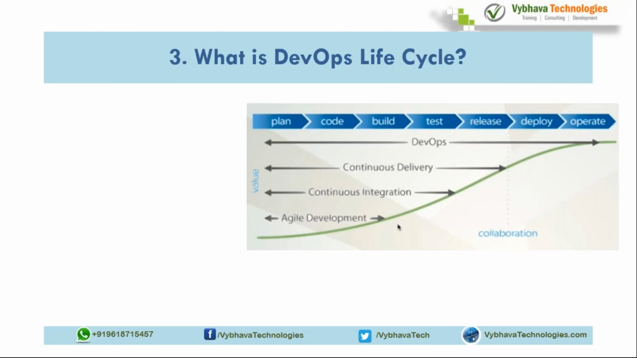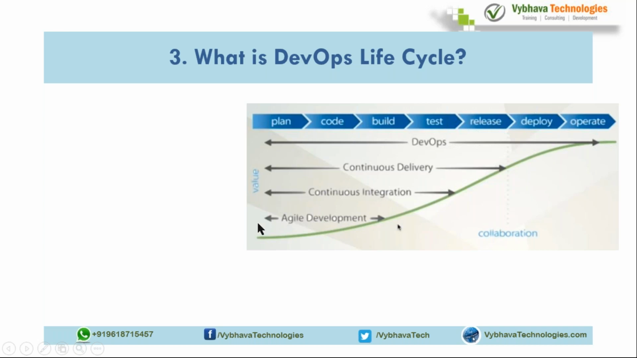So the DevOps lifecycle looks like this. It works through plan, code, build, test, release, deploy, operate. These are the different phases overall. If you look at plan, code, build, test, release, up to this point is continuous delivery and continuous integration. You work up to the testing part, and that is called continuous integration.